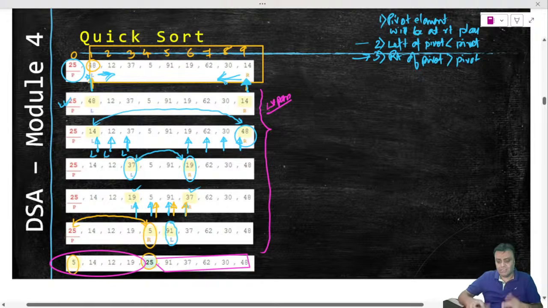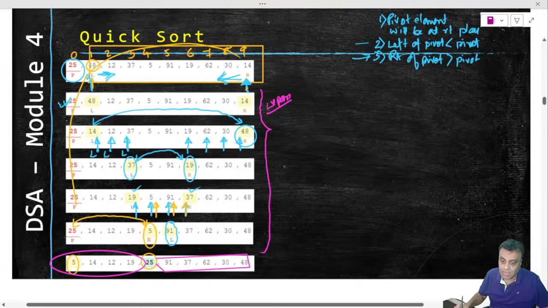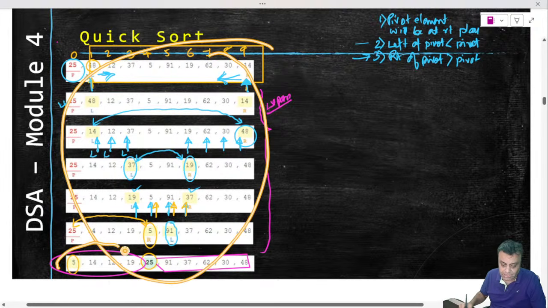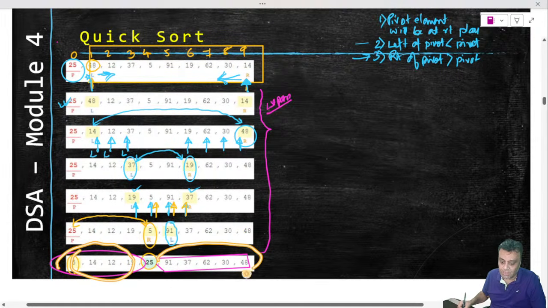Right? This is not a sorted array, but it has ensured that my 25 is in the correct position. The left of 25 now has the elements which are less than 25, and the right side has elements which are greater than 25. Now what will happen next is the same routine, we will call for this subarray, and the same routine we will call for this subarray.